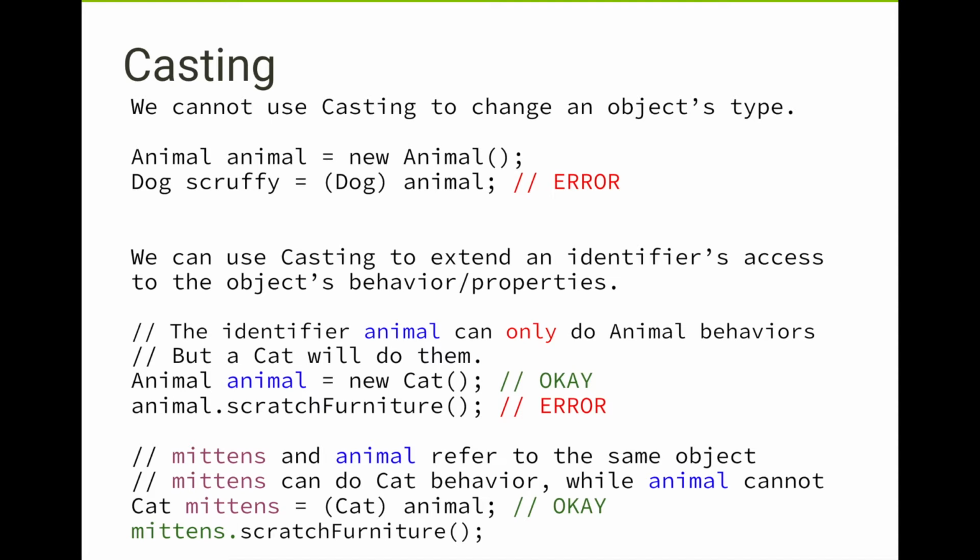because I, the programmer, am telling the compiler, hey, I know what I'm doing. I'm going to cast it into a cat, okay? And an animal might be a cat. So I'm gonna do it. I'm taking control here. I'm gonna make it work. So I'm gonna put it into there. And then now that it's a cat, it has access to cat behaviors. So Mittens can scratch the furniture.